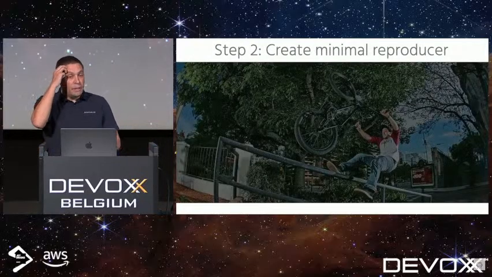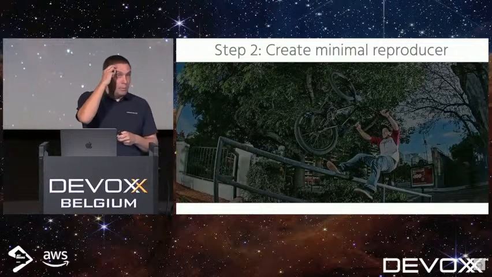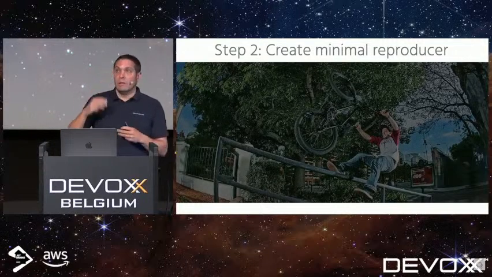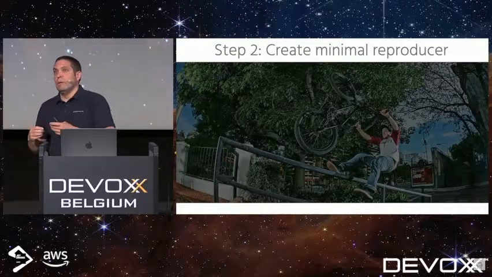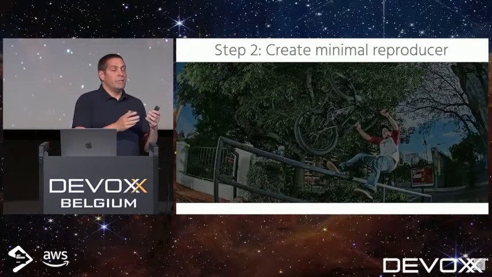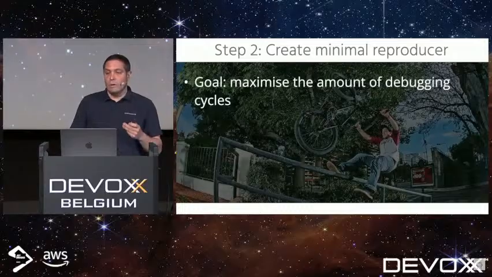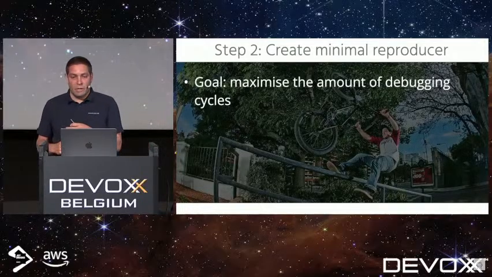So step 2 is to create a minimal reproducer. A minimal reproducer is something that can reproduce the problem with the least amount of effort and time. So your goal there is to maximize the number of debugging cycles.